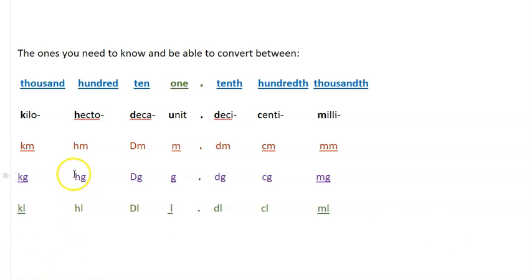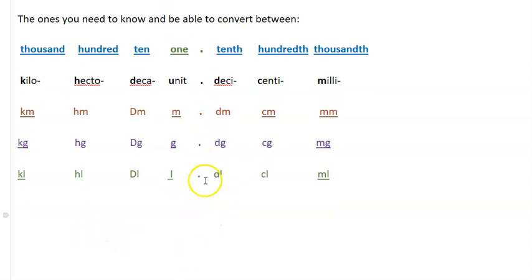And the reason why we need to know these less commonly used ones exist is because they hold a place value when we convert, let's say from meters to centimeters, we need to know that, well, the decimeter is in between as well.